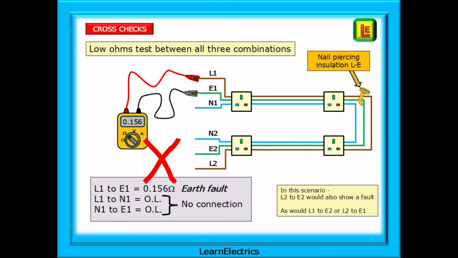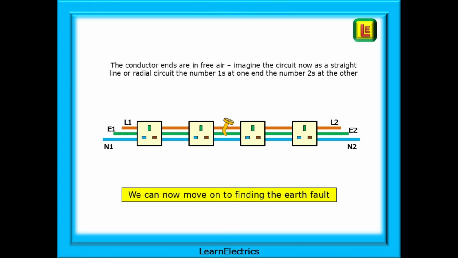This is to be expected. In fact, any combination of line and earth will show the fault. But each measurement may give slightly different results. If we are going to trace the fault logically, we need to work logically. So L1 and E1 is what we shall use here. The conductor ends are in free air, and we can imagine the circuit now as just one straight line, much as a radial circuit, with the number 1s at one end and the number 2s at the other.